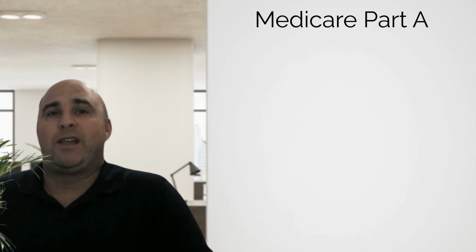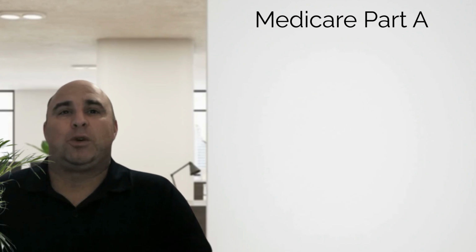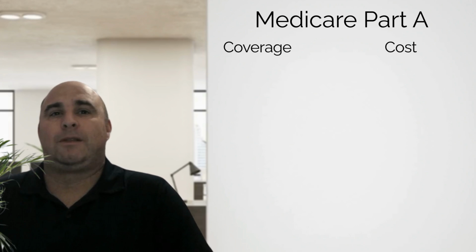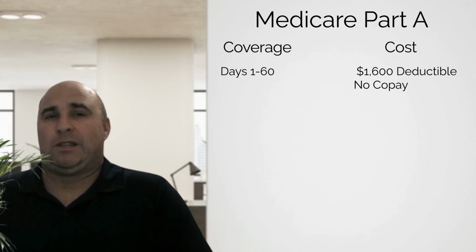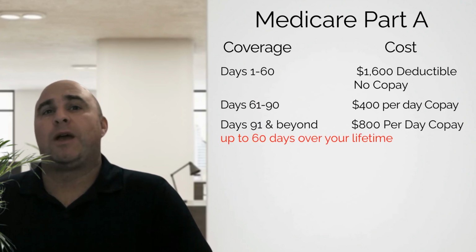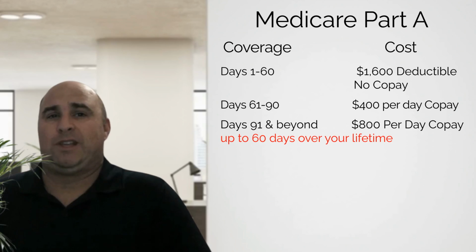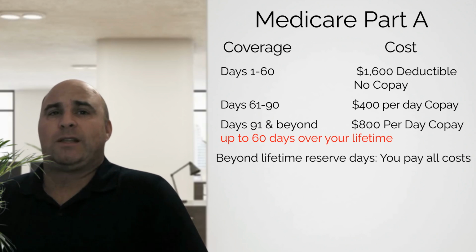What Medicare Part A covers: inpatient hospital care, semi-private rooms, meals, general nursing, and drugs as part of your inpatient treatment. The deductible is $1,600 per benefit period. Days 1 to 60, you pay a $0 copay per benefit period. Days 61 to 90, you pay $400 per day. Days 91 and beyond, you pay $800 per each lifetime reserve day, up to 60 days over your lifetime. Beyond lifetime reserve days, you pay all costs.